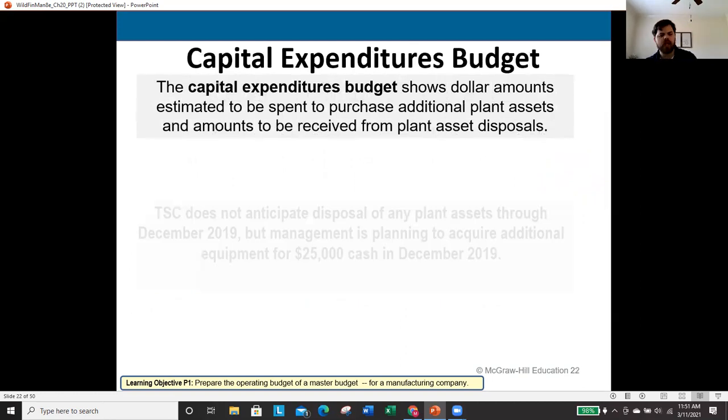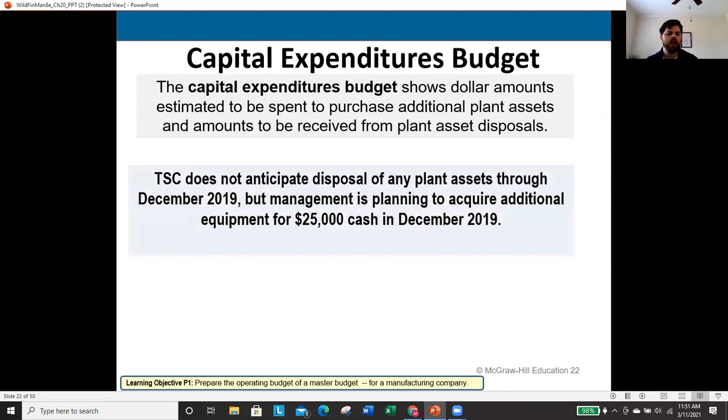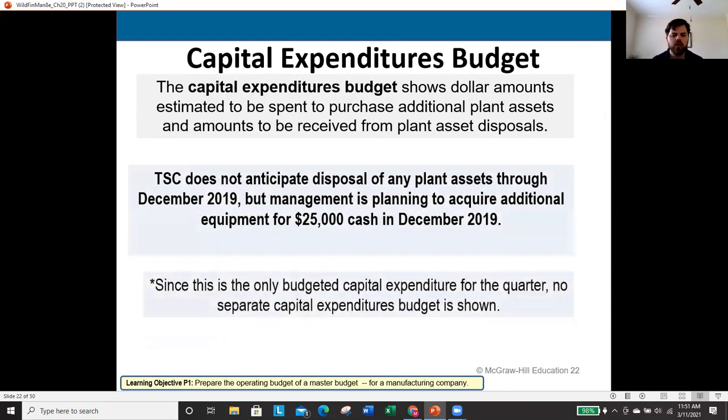Now, my next budget is my capital expenditures budget. And my capital expenditures budget is just going to show the dollar amounts that are estimated to be spent to purchase additional plant assets, or this could show the amounts received from the sale of existing plant assets. Now, in this case, they do not anticipate disposal of any plant assets through December 19, but management is planning to acquire additional equipment for $25,000 cash in December 19.